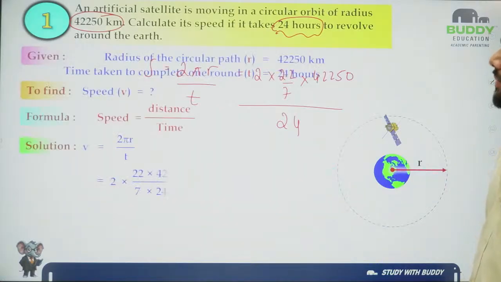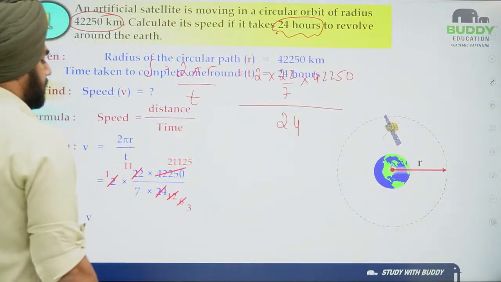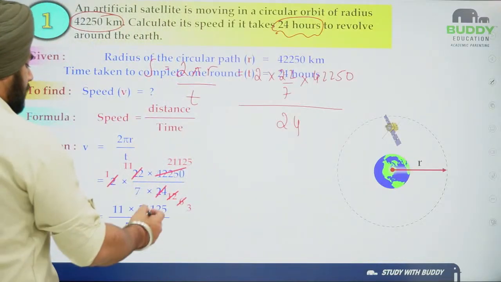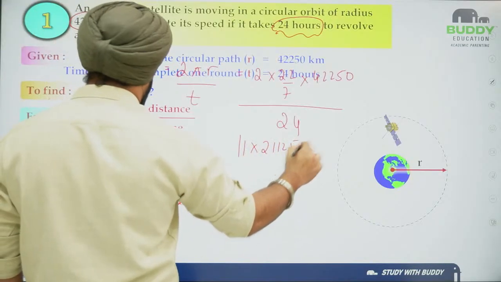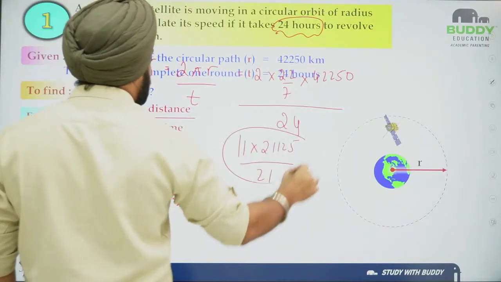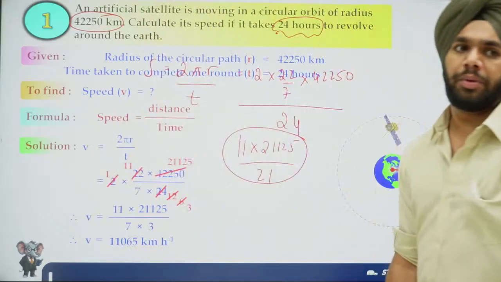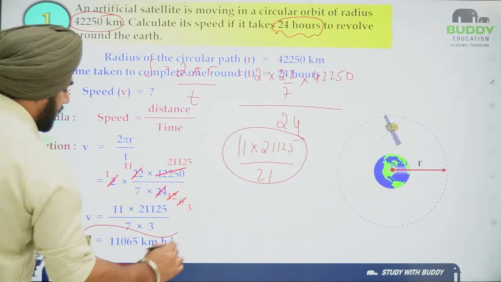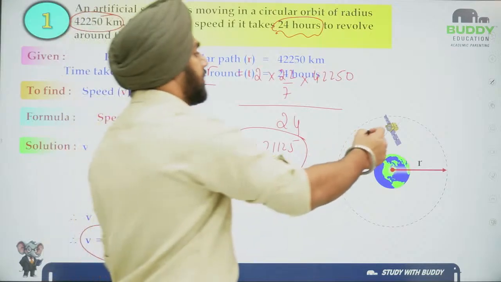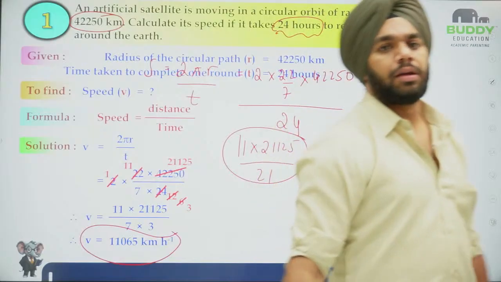Distance upon time, 2 pi r upon t. See, simple. So they have simplified it. So velocity is coming out to be 11 into 21125 upon 21. When you solve this, you will get the final answer, that is 11065 kilometer per hour. So this is the velocity or the speed of the particle on this circular path in which the artificial satellite is revolving.